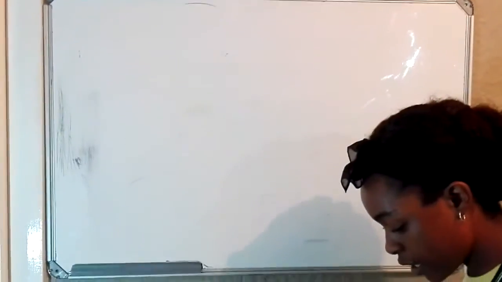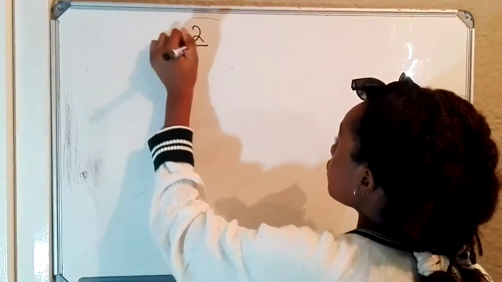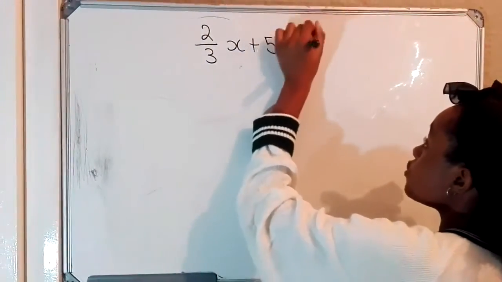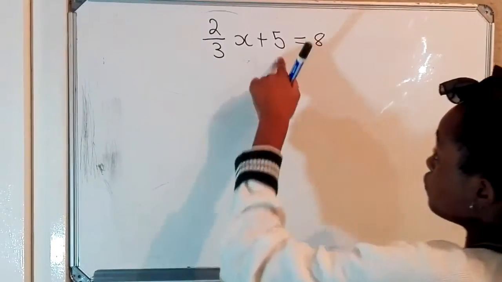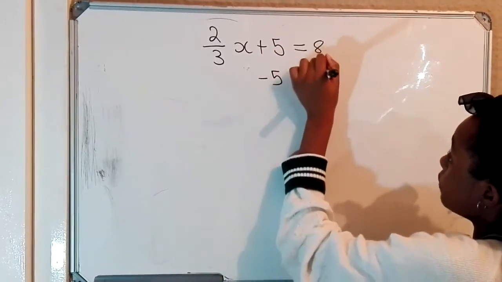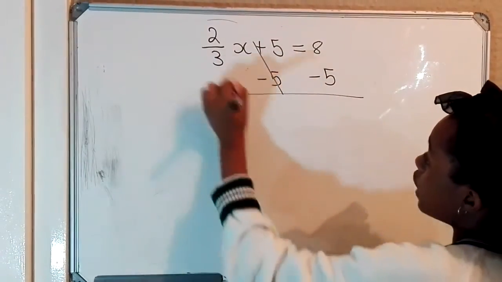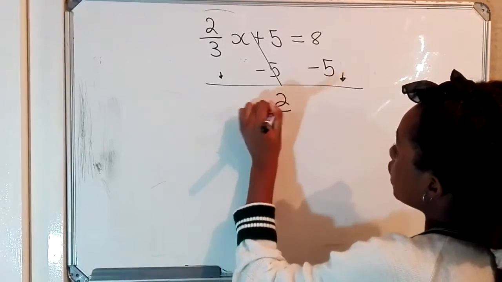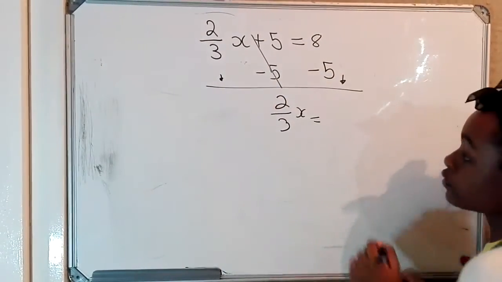Say we have 2/3 x plus 5 is equal to 8. The first thing I'm going to do is subtract 5 on this side, and whatever I do on this side I must do on this side as well. So I subtract 5 on both sides. The 5 and 5 will cancel. I bring this down and I'm left with 2/3 x is equal to 8 minus 5, which gives you 3.